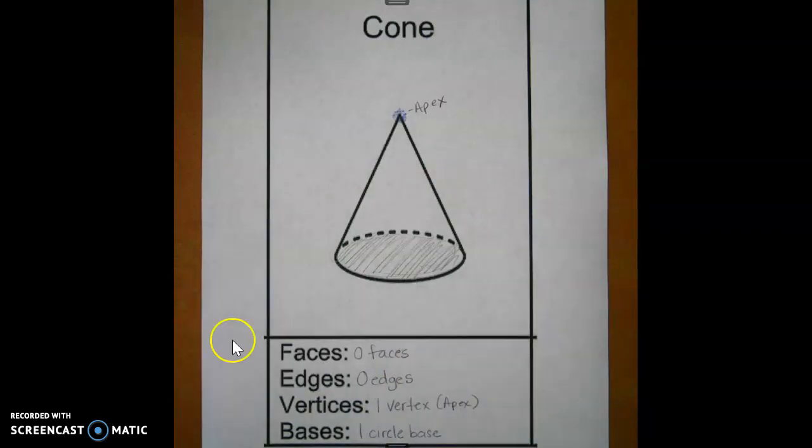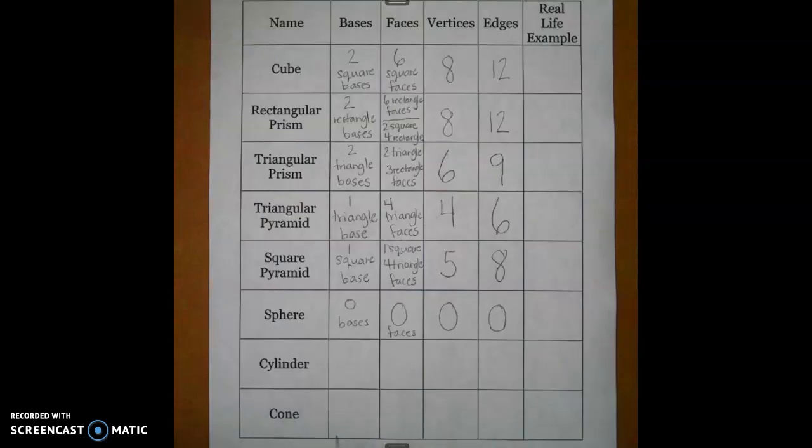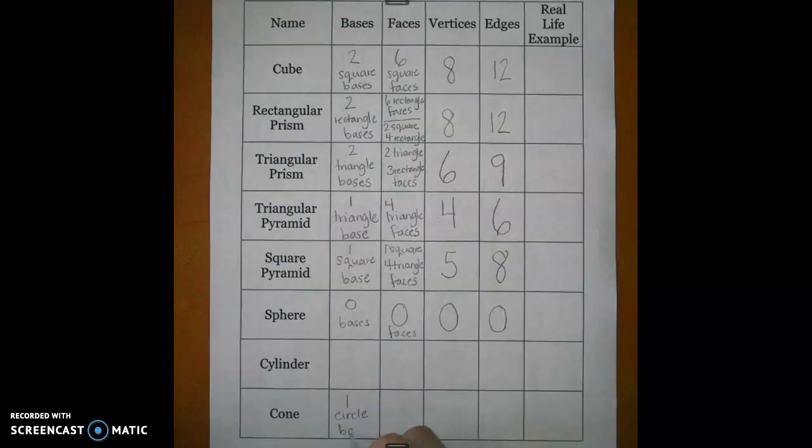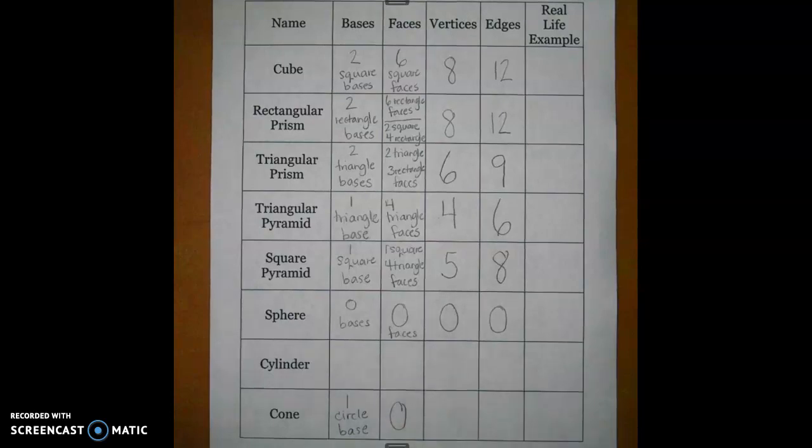Okay, let's fill out our table. Our cone down here, I'm at the bottom. Our cone has one circle base. It has 0 faces, one vertex, remember we called it an apex, and 0 edges.